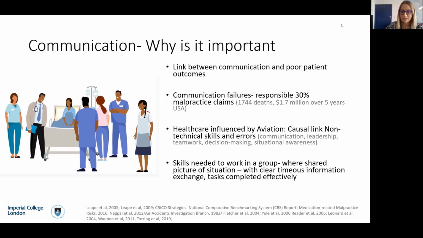And since that time, the non-technical skills have been studied quite extensively, and the impact on patient safety, especially in anesthetics and critical care. So communication, broadly described, are the skills that are needed to work in a group, where a shared picture of the situation is understood by all, and where there are clear, timely information exchanges to complete the task effectively.